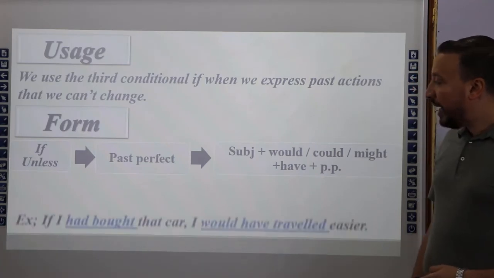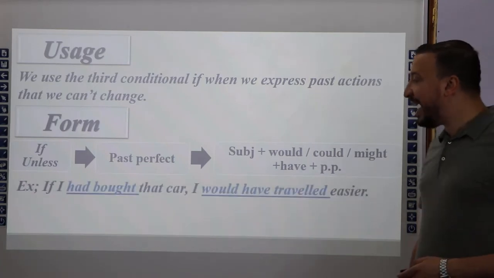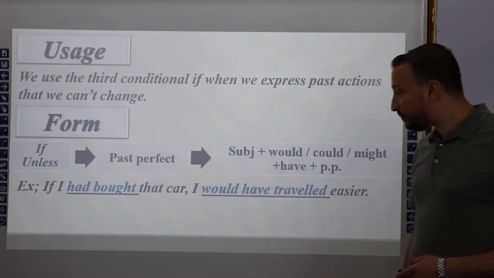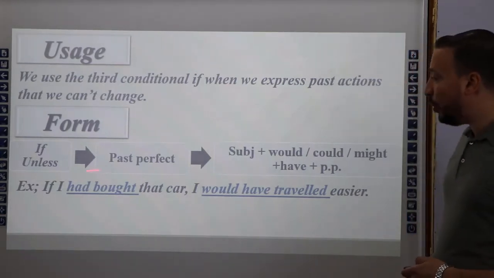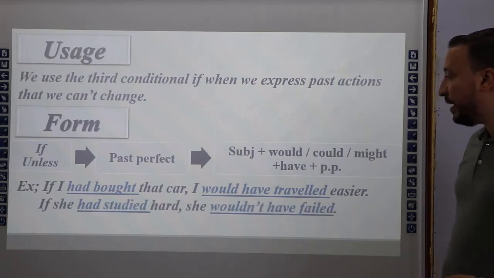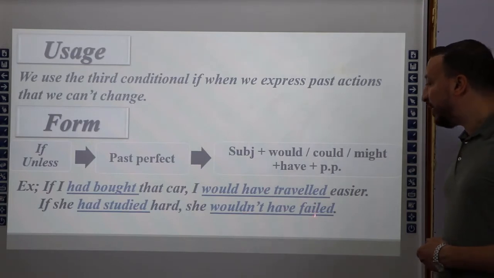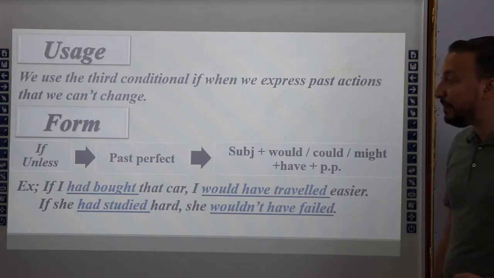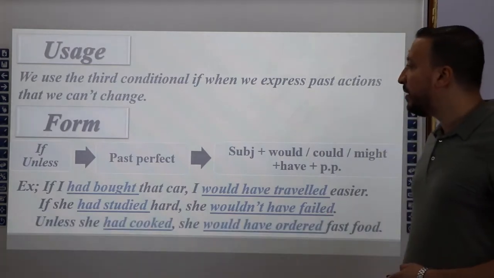Okay, look at this example. If I had bought that car, I would have traveled easier. Had bought, would have traveled. If she had studied hard, she wouldn't have failed. Had studied, wouldn't have plus past participle. Okay.